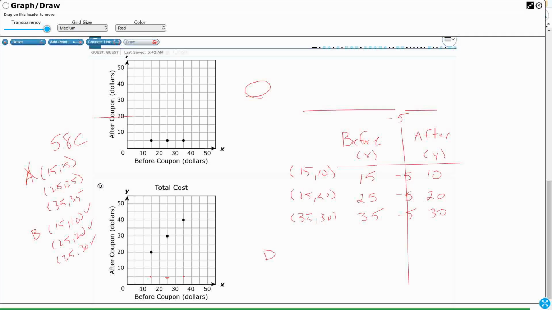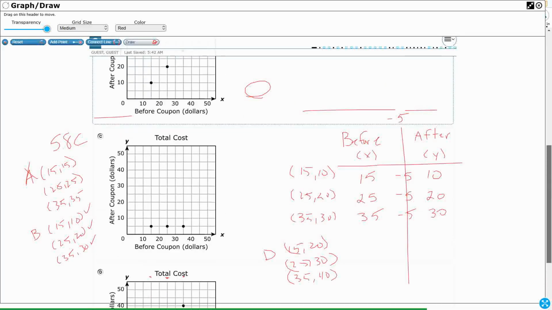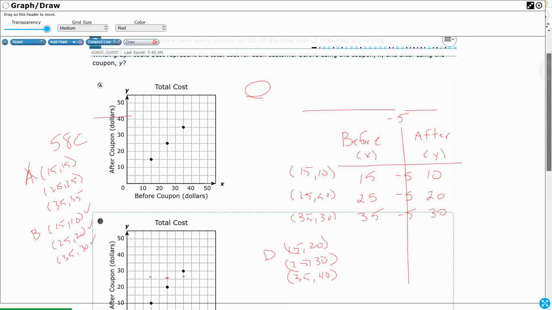Let's see what I've got here for D. I've got 1520. Oh, it looks like they added $5. Yeah, 2530. They added $5. Okay, a coupon doesn't add money, it takes money away. So it's not D either. All right, so our answer is B.